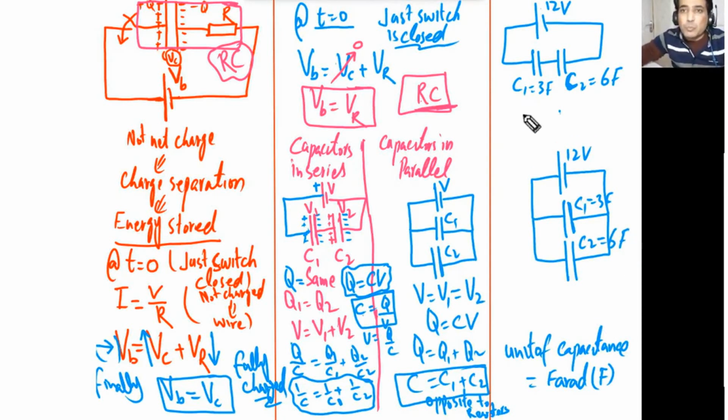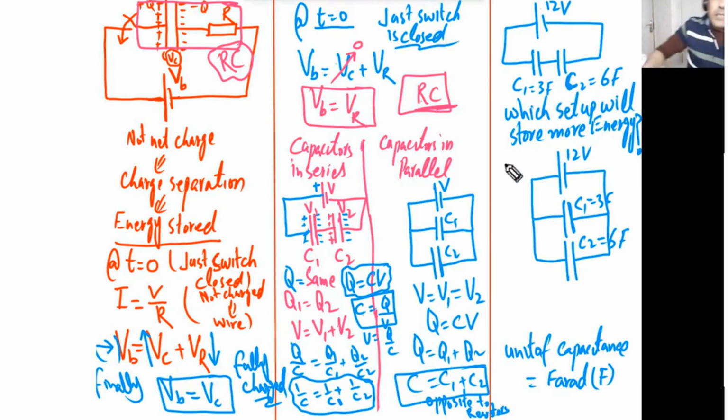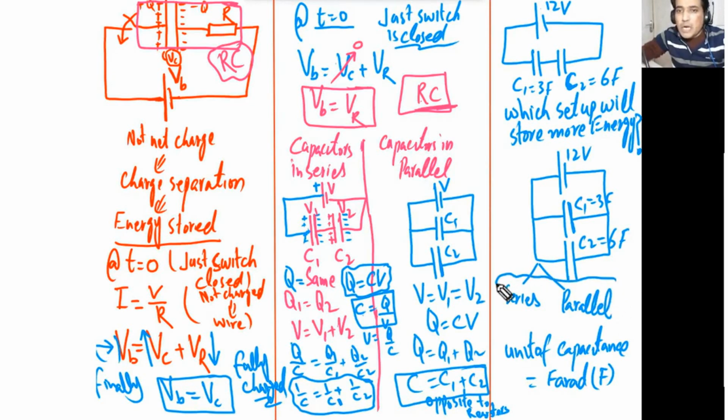Now, which setup will store more energy? Is it in series or is it in parallel? Which one will store more energy, when you connect your capacitors in series or when you connect them in parallel? So you have two options. If you want more energy to be stored on your capacitors, how will you connect them? It has to be in series or it has to be in parallel.